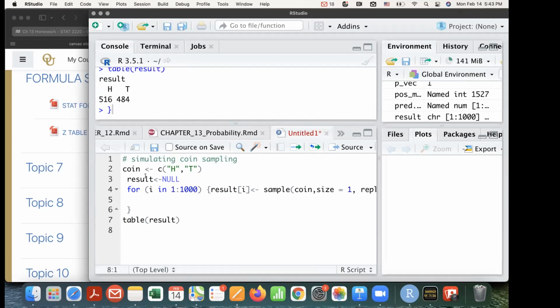516 and 484. What do you notice about those two numbers, heads and tails? Yeah, they're very close to 50-50, right? So now, if a student flipped 10 times, it's rare that it's gonna be 5 heads and 5 tails. But the thing is that with probability, if you flip like 1,000 times, 2,000 times, the long-term probability is gonna be close to 50-50, right?